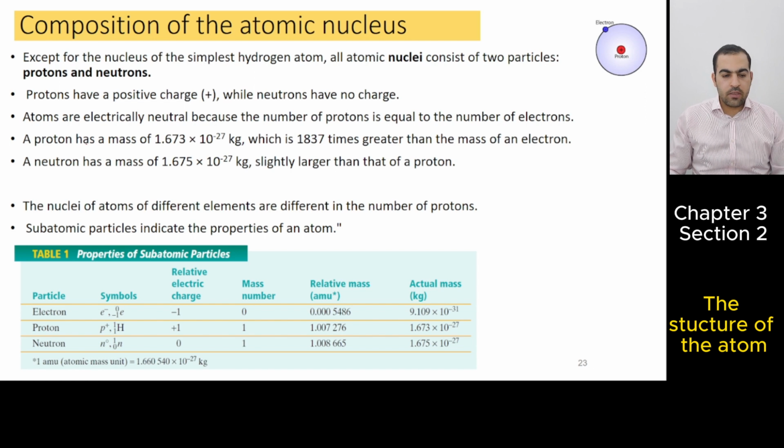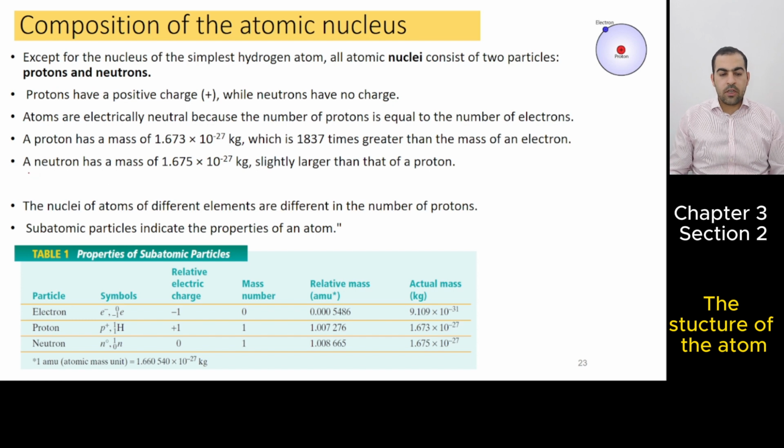So a proton has a mass. Let's talk about the mass of proton, neutron, and electron. The mass of a proton is 1.673 times 10 to the power minus 27 kilogram, which is 1,837 times greater than the mass of the electron. The mass of the proton is much bigger than the mass of the electron.